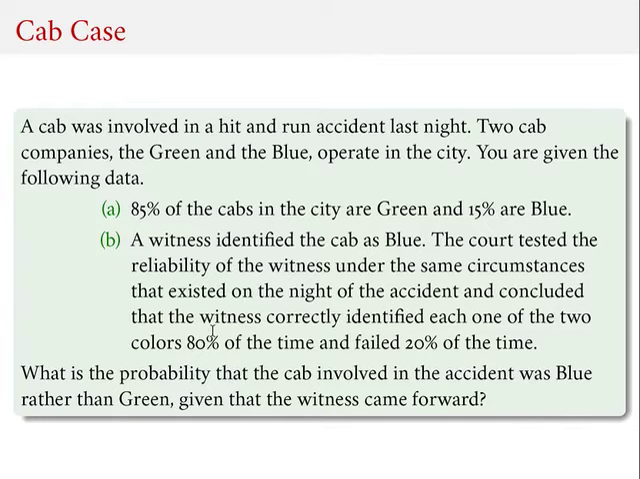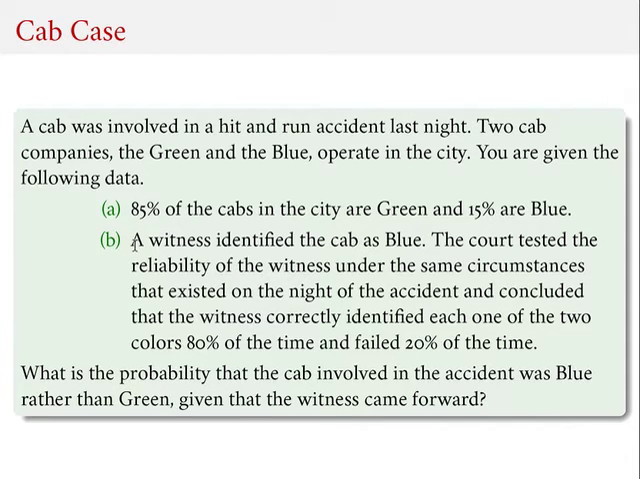And vice versa, whenever there was a blue cab set up in the same circumstances, the witness, 80% of the time, correctly identified the cab as blue, and the other 20% of the time incorrectly said that it was green. So we have that this witness, given that the cab is a certain color, is 80% likely to say that the cab is that color, and 20% likely to incorrectly say that it was that color.